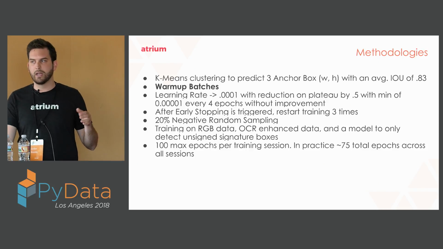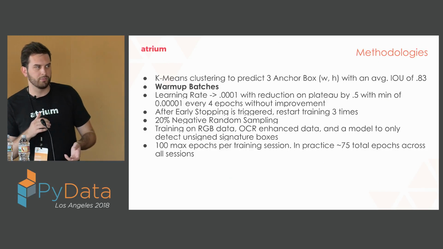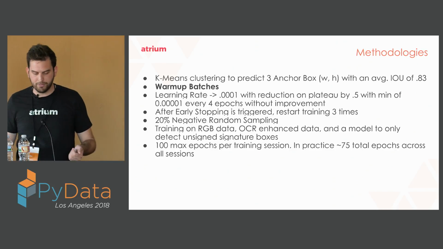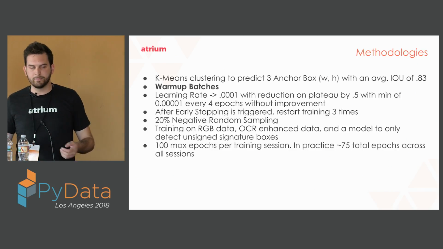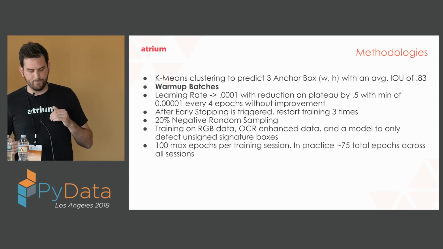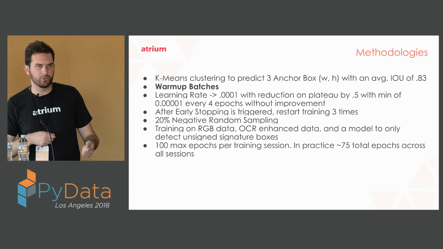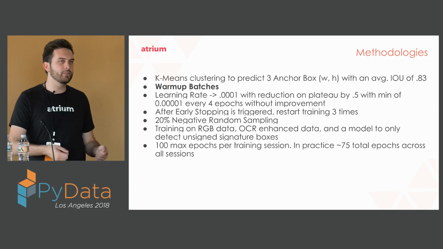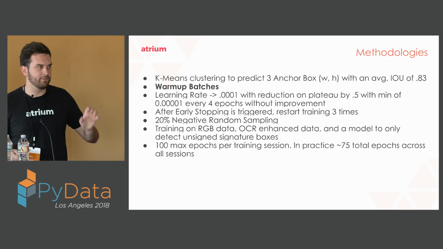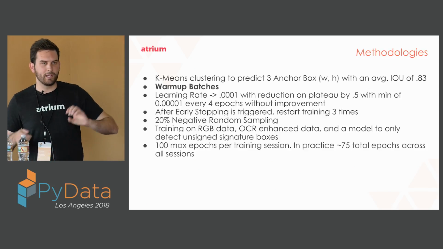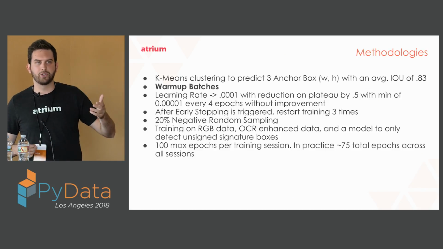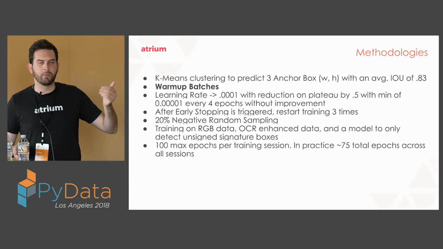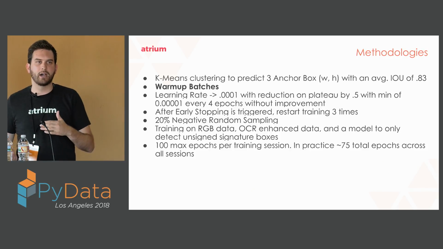And what we do is every 4 epochs where the loss doesn't improve, we cut the learning rate in half. And then we trigger early stopping after 7 epochs without improvement. And then after early stopping is triggered, we actually restart training 3 times. So this is incredibly inefficient. But what it does is, you bump the learning rate back up, and then you run a few more warm-up batches, and so you'll see the loss temporarily go back up, and then it'll start going down again.